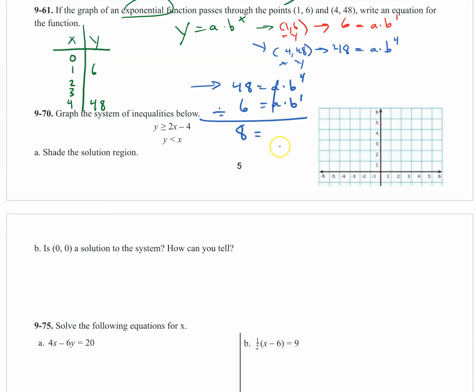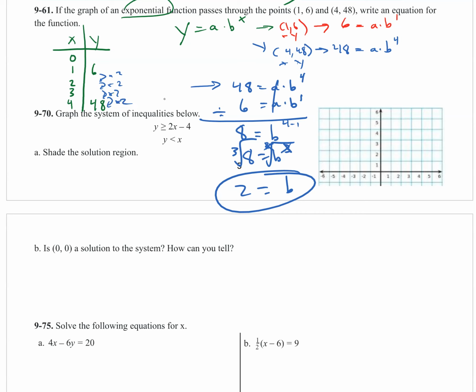8 equals a, and a cancel, b to the power 4 minus 1. When you divide two b's, the exponents are going to subtract. So we have 8 equals b to the power 3. Now if you want b, cube root each side. Cube root and to the power 3, those cancel each other out. So b equals the cube root of 8, which is 2. We just found our multiplier. So to go to the next term, I multiply by 2. Now I'll leave it up to you to find the starting value and create your equation.